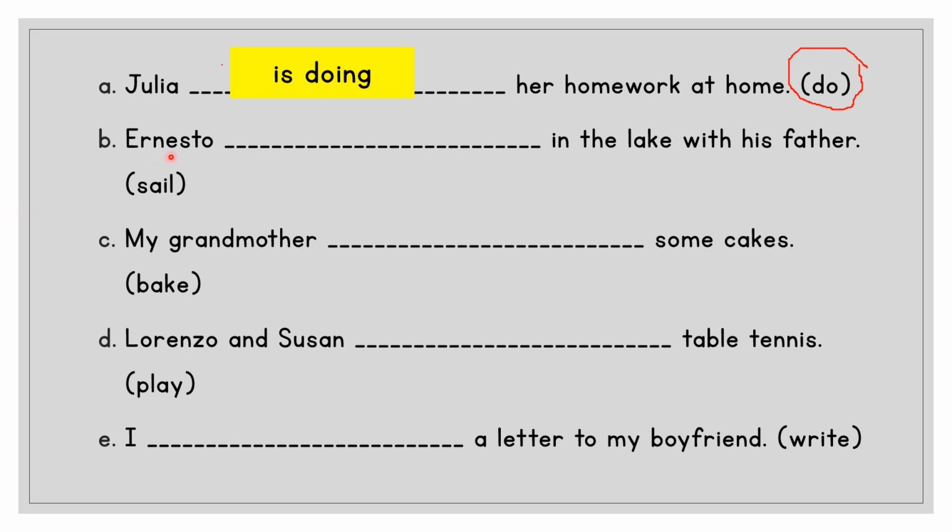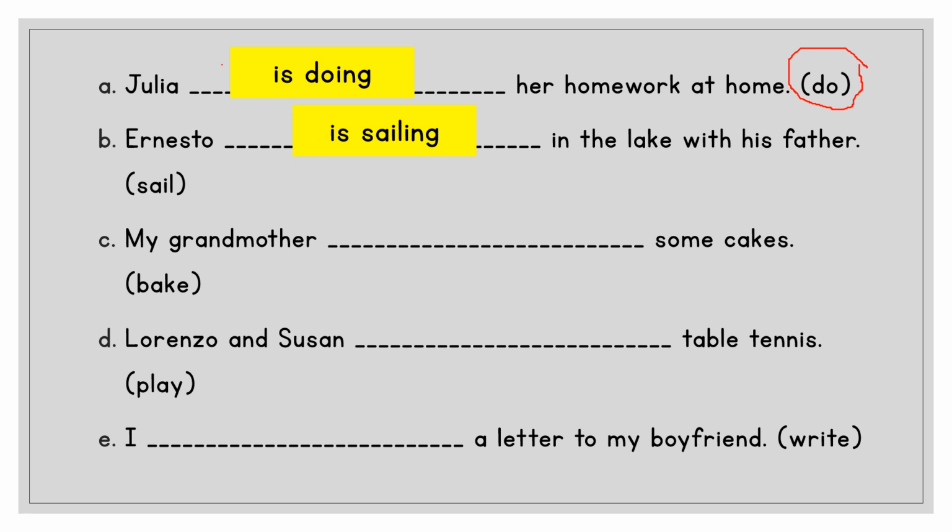Number 2, Ernesto. Ernesto is 1 or 2 or 3? 1. So, should we use am? No. Am untuk I sahaja. Are? No juga sebab dia seorang. So, we use is. So, Ernesto is sailing. Ernesto is sailing in the lake with his father. If you have this correct, write dekat sini. Ataupun write dekat huruf B ni pun boleh. Okay? Write dekat mana awak nak.